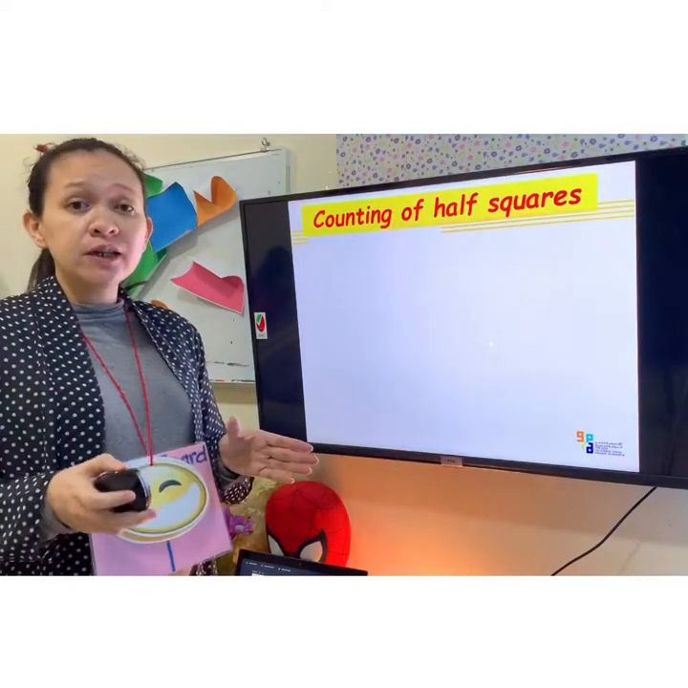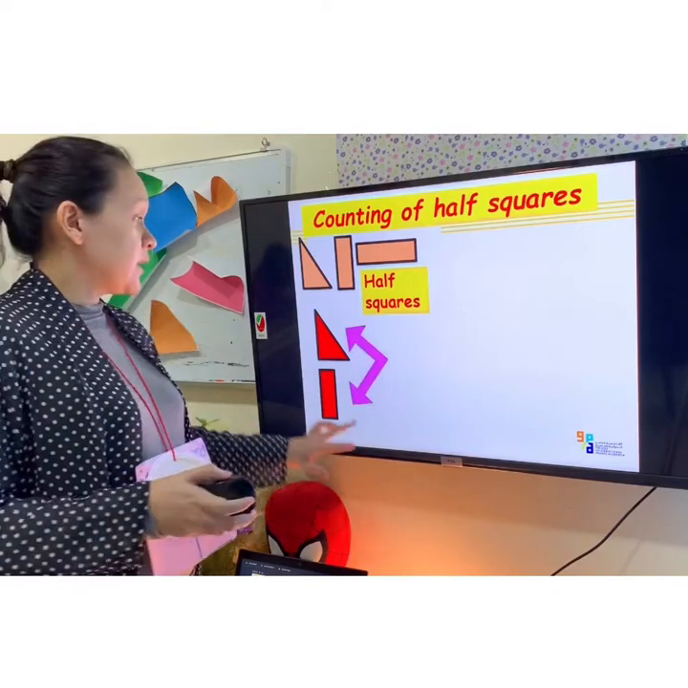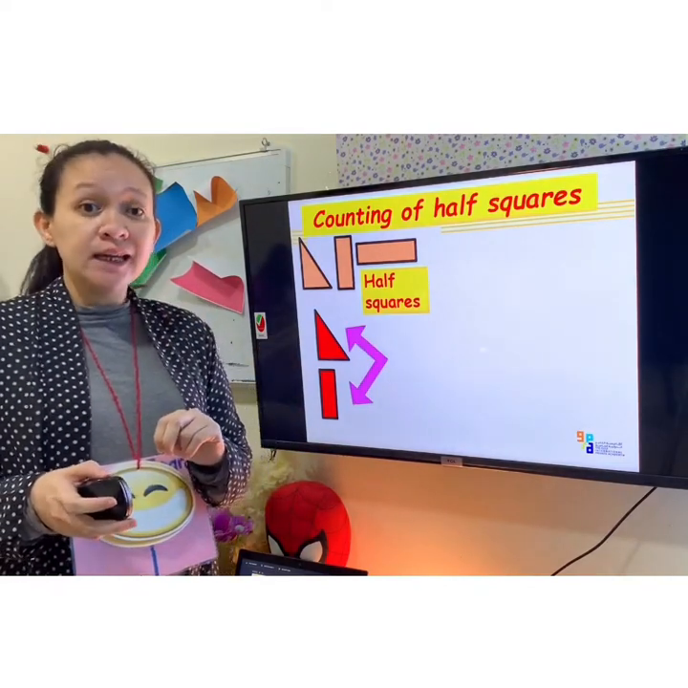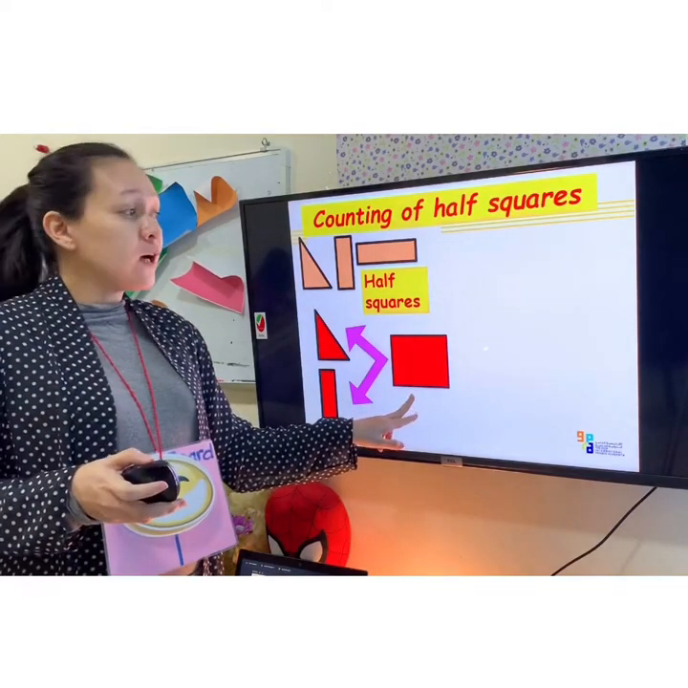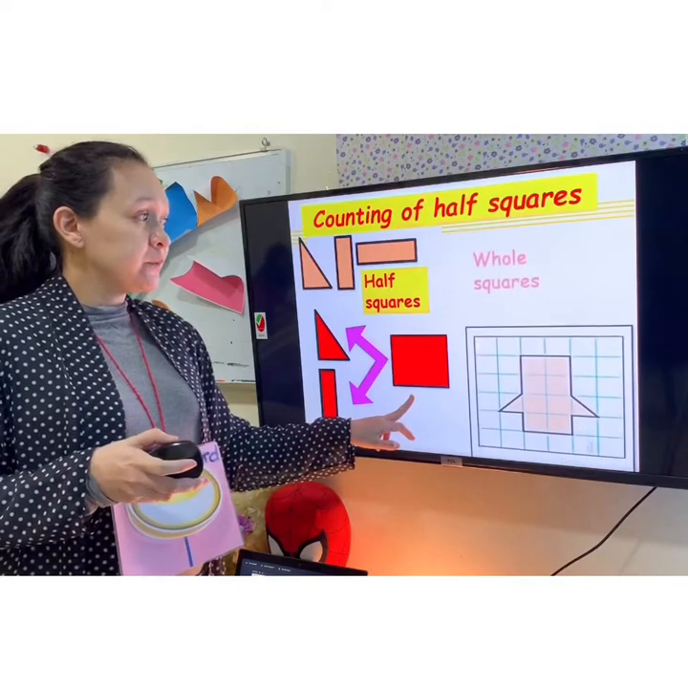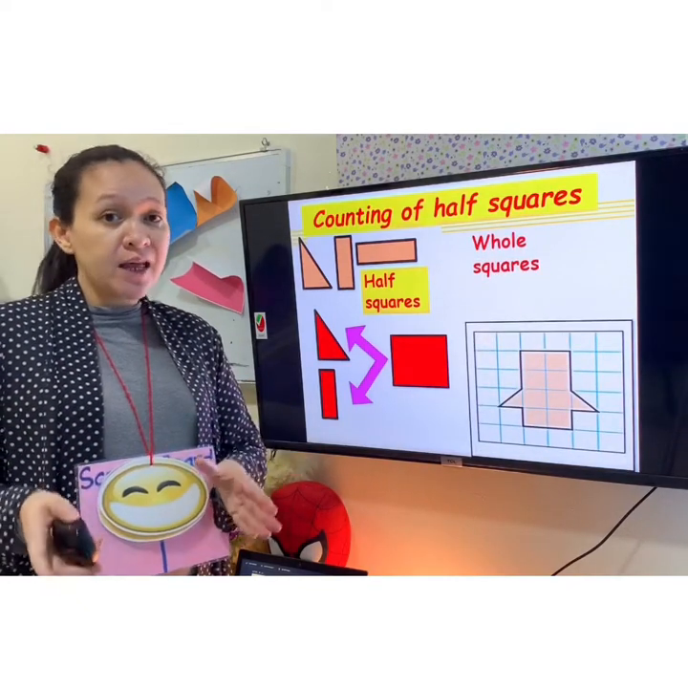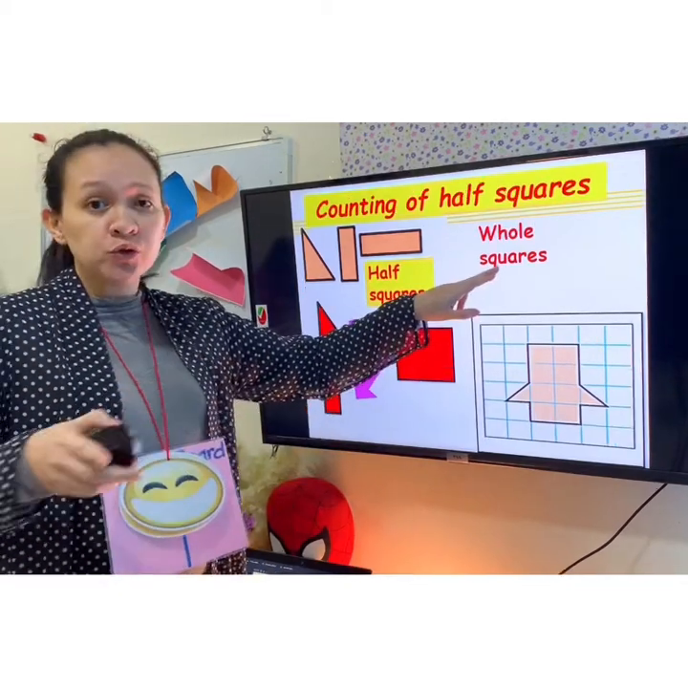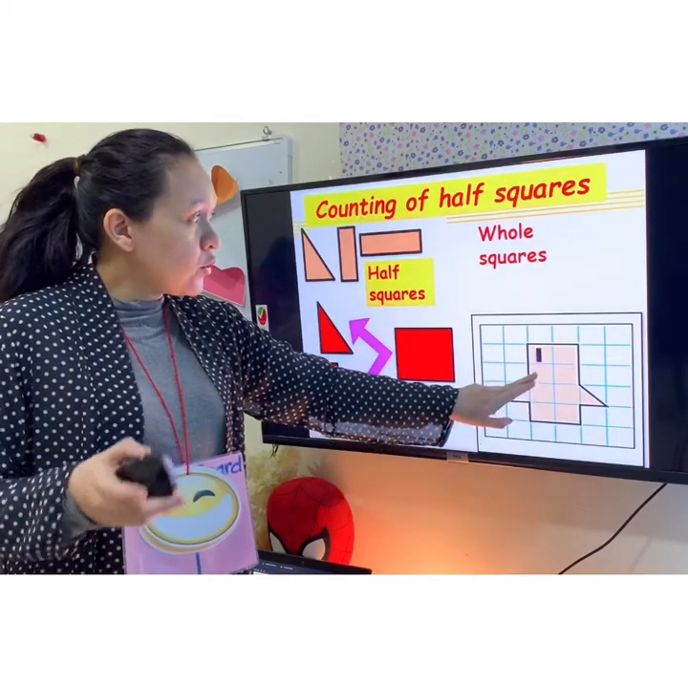Now, about counting half squares, you're going to remember that if you can see 2 halves, or 2 half squares, it is equivalent to 1 square unit. Now, let's go back to the figure. So, how are we going to count the whole squares and the half squares? You're going to count first the whole squares.